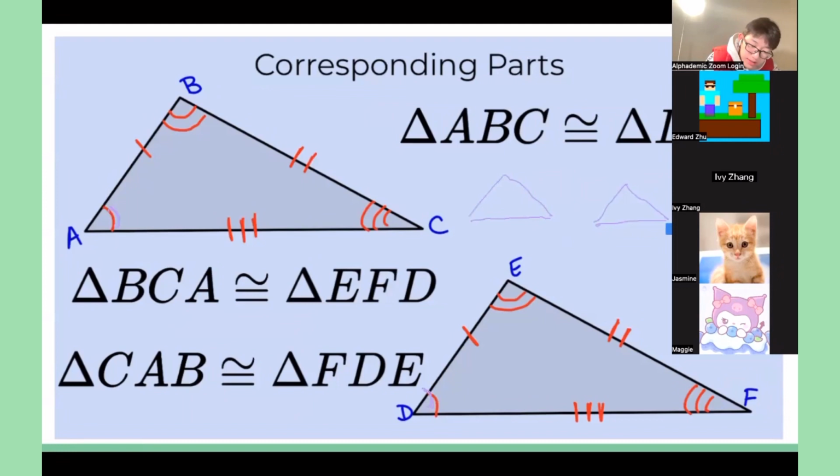But for example, you can't say triangle ABC is congruent to triangle EFD. You cannot say that, because triangle ABC stays the same, right? You just go from here, here, here. But for triangle EFD, you'd be starting on the top, going to the left, and then going up. So you kind of see how the order is different.